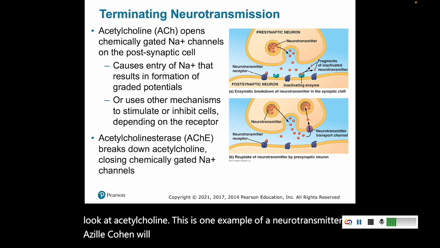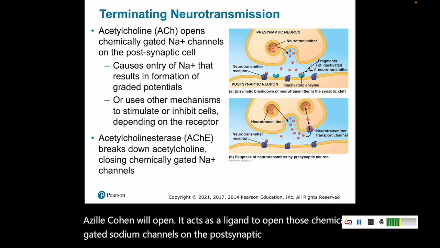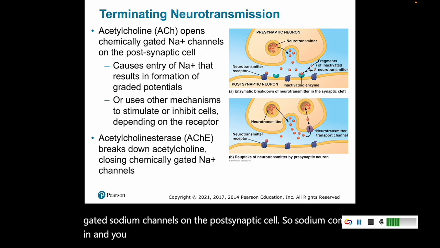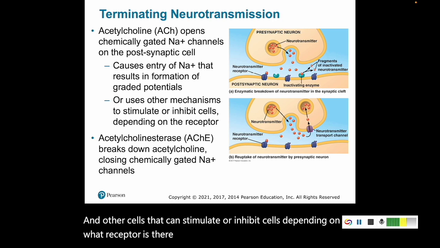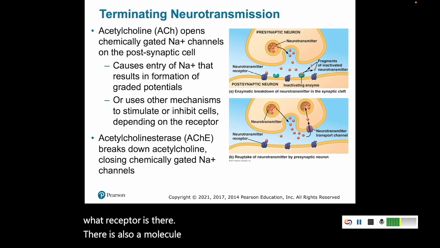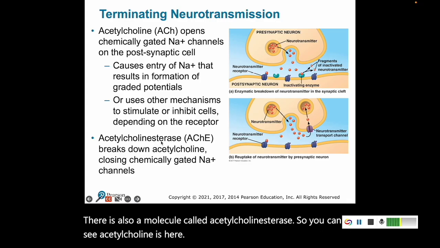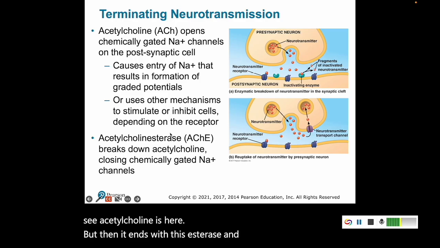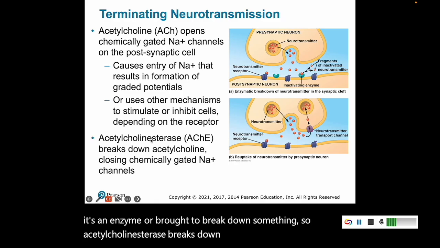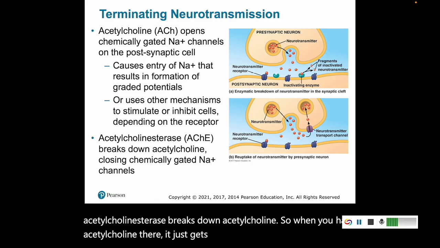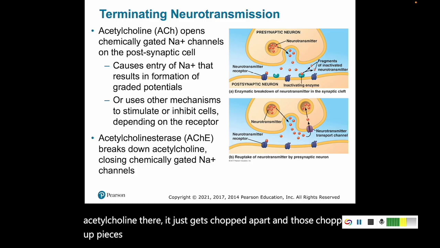Acetylcholine acts as a ligand to open those chemically gated sodium channels on the postsynaptic cell. So sodium comes in and you get a potential. On other cells, it can stimulate or inhibit cells depending on what receptor is there. There is also a molecule called acetylcholinesterase. So you can see acetylcholine is here, but then it ends with this esterase. And that ending ase tells you it's an enzyme about to break down something. So acetylcholinesterase breaks down acetylcholine. So when you have acetylcholine there, it just gets chopped apart. And those chopped up pieces can't open the gated channels, so you end the signal.